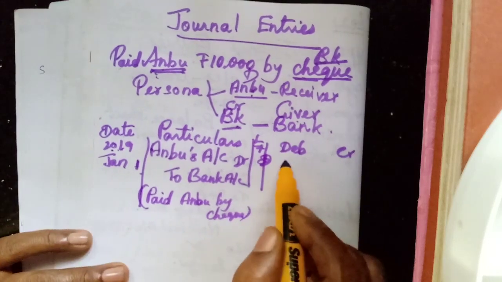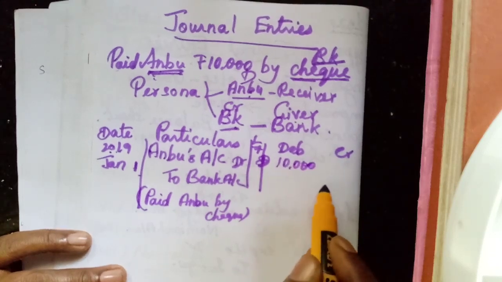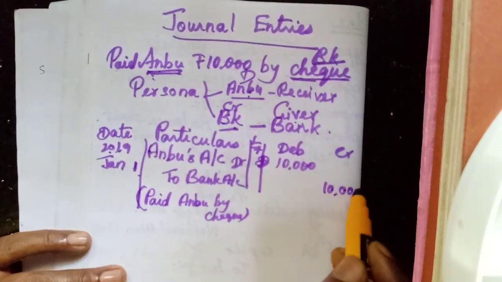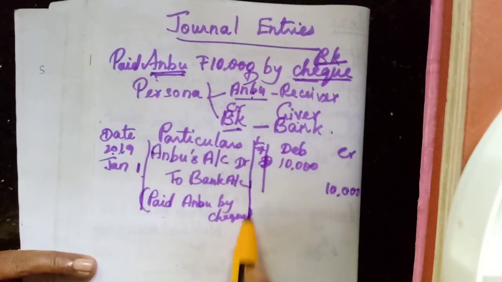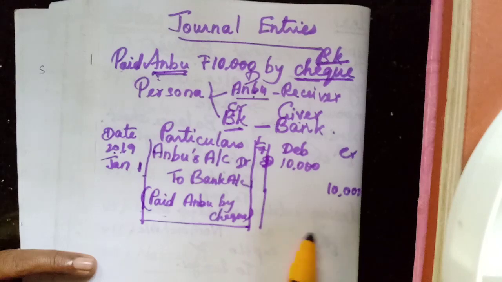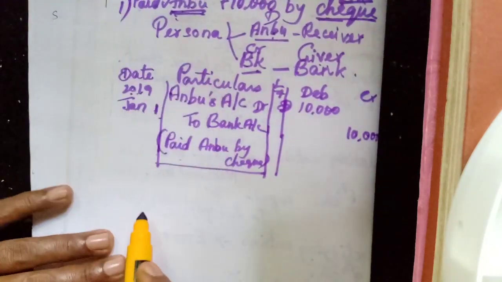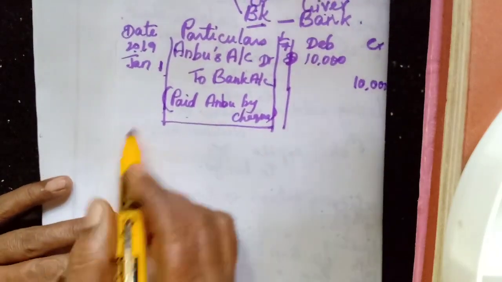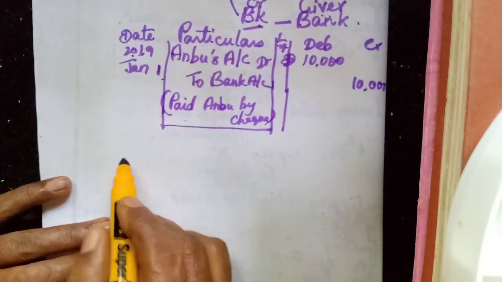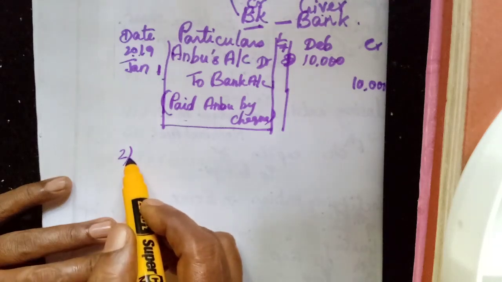Okay, then write the amount 10,000 in the debit column and in the credit column. Then you have to draw a line only for this one, you should not draw a line here. Now one is over. Another one we will see. This one was from the personal account. Another one we will see from the real account.